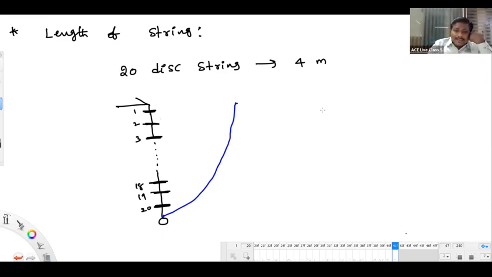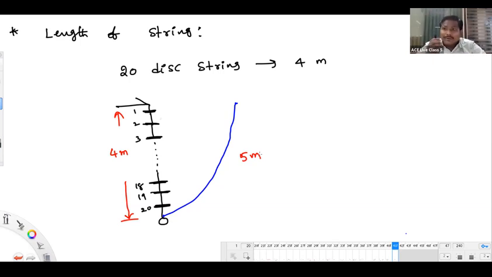It's not 48. 4 meters is the string length, meaning the complete string, this whole length is 4 meters. The guard wire length will be close to 4, let's say more than 4. All of you know. Let's say 5 meters. I'm saying we have to use 5 meters of guard wire.